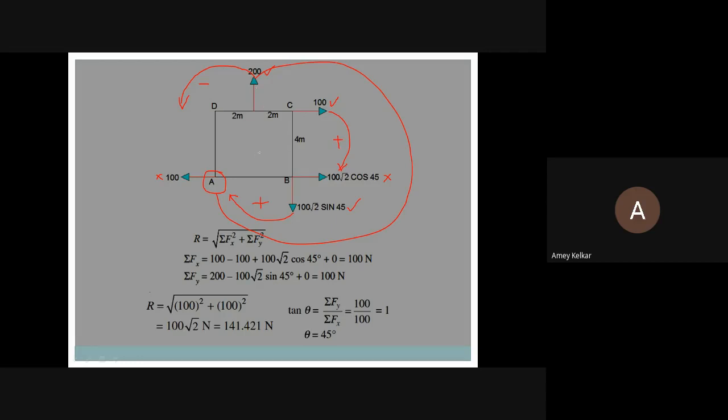So force into distance, we have to multiply to get the moment. The simplified diagram I have drawn here. Now this 100 Newton force will turn in clockwise direction. So horizontal force multiplied by vertical distance, 100 into 4, as this is clockwise, this will be positive. Then similarly, this force again is clockwise, 100 root 2 sine 45. Force is vertical, distance is horizontal, 2 meter plus 2 meter, again 4 meter.